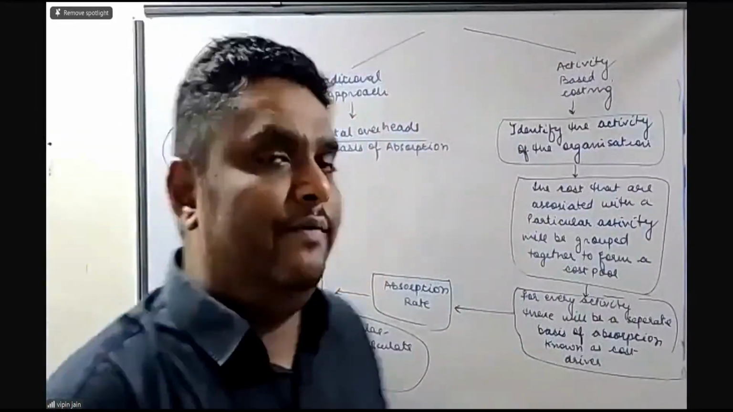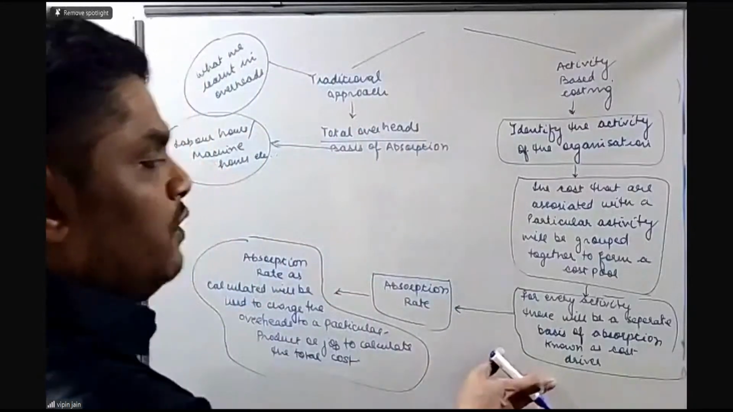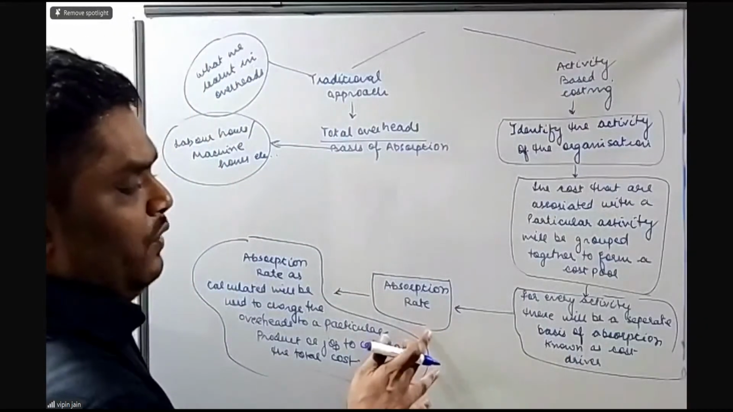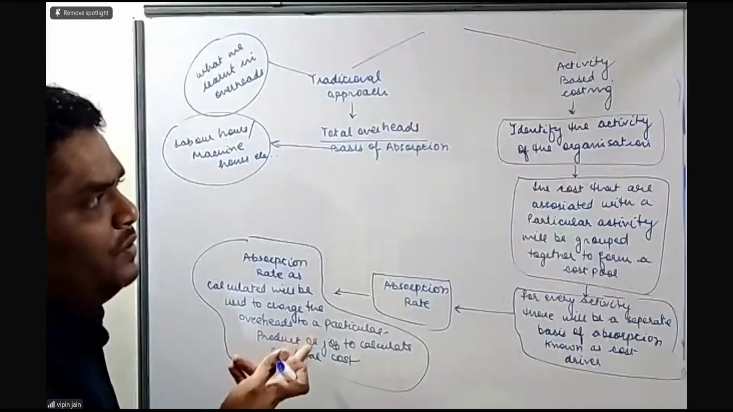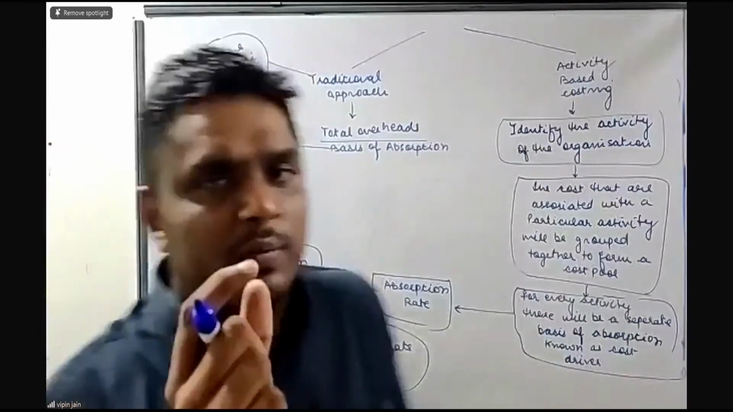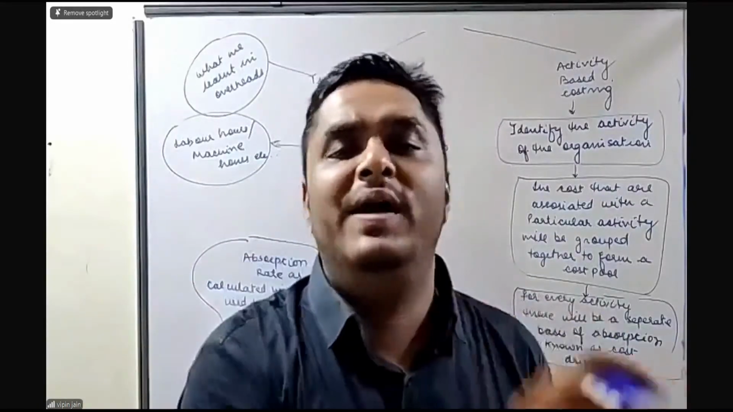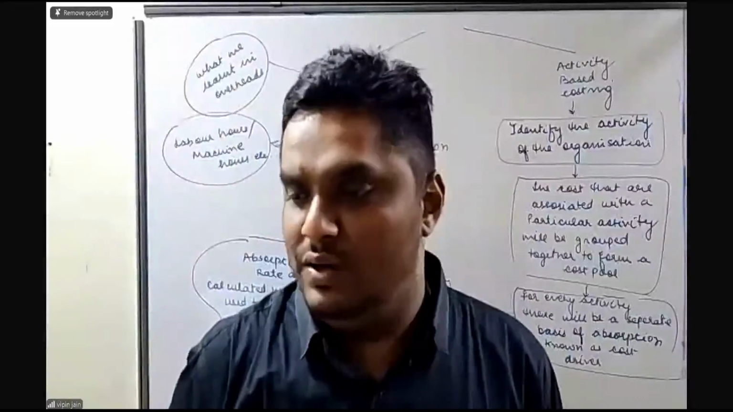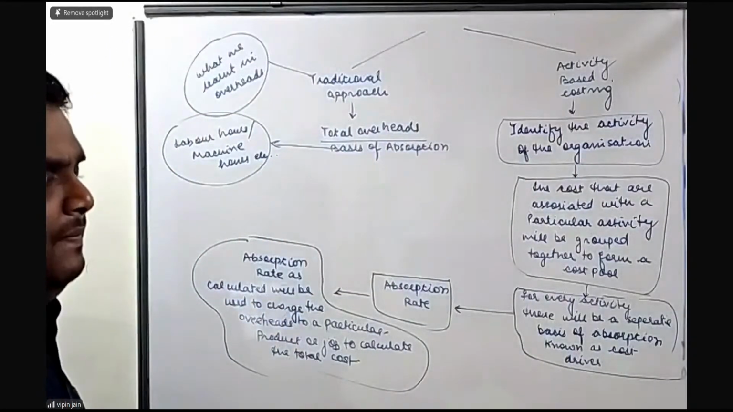So what is cost driver? The basis of absorption for every activity. Once the cost driver is identified, we will calculate the absorption rate. And once the absorption rate is calculated, we follow the same process we used in overheads. That is, with the help of the absorption rate, we will charge the overheads to a particular product or a particular job to calculate the total cost. So these are the processes we will be following in activity-based costing.